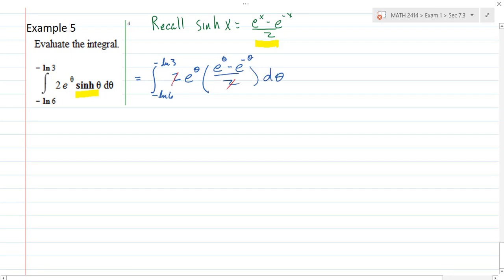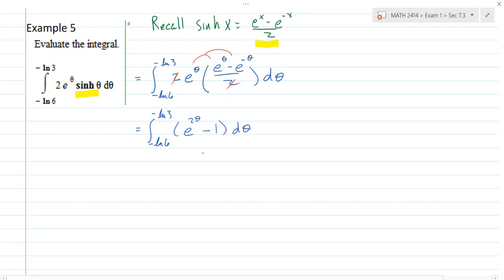So these 2's will cancel out. And then I can distribute this e to the theta across. And when I do that, I'm going to get the integral from negative natural log 6 to negative natural log 3 of e to the theta times e to the theta is e to the what? When you multiply with a common base, what do you do to the exponents? And theta plus theta is 2 theta. Minus e to the theta times e to the negative theta. You're multiplying with a common base, add the exponent. So theta minus theta is 0, and e to the 0 is 1.